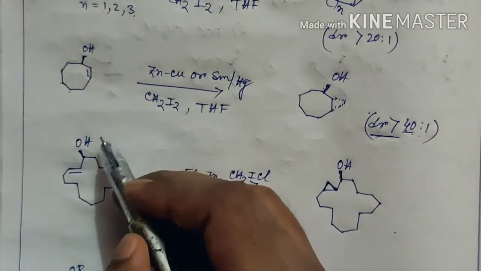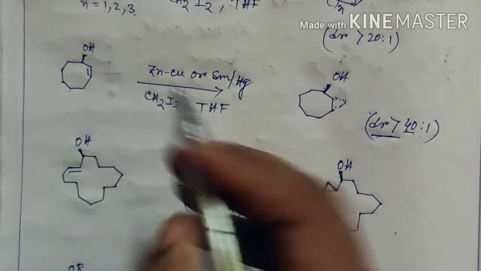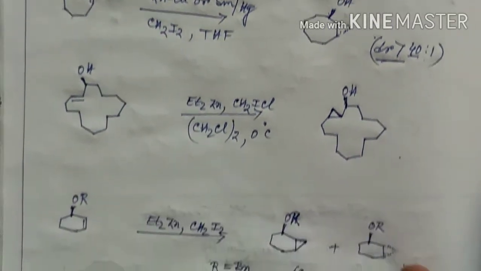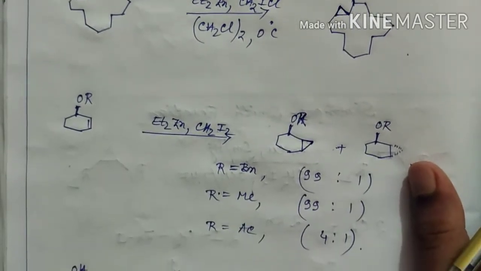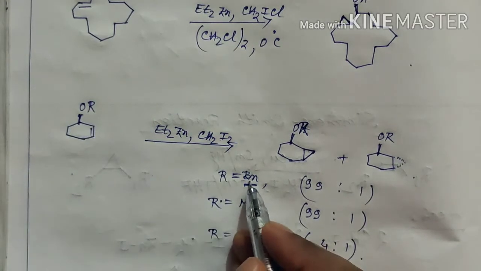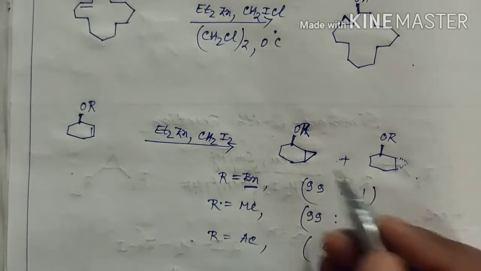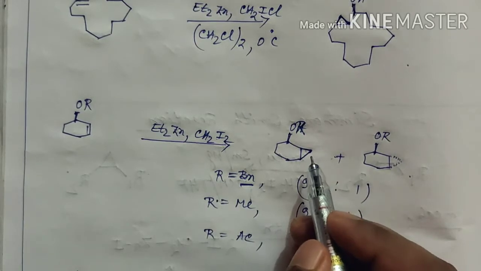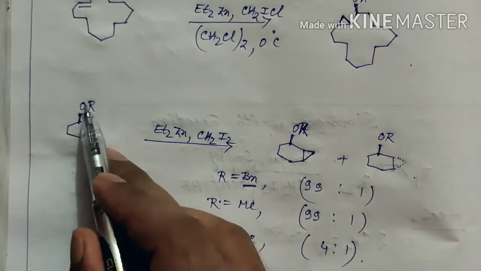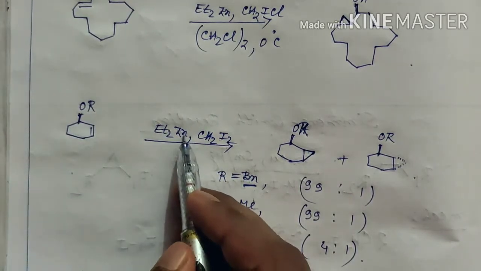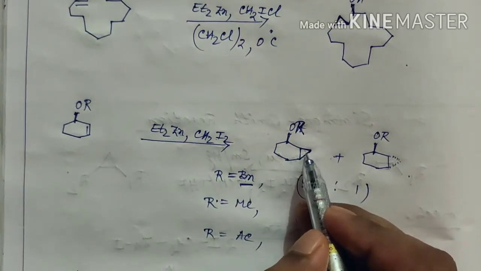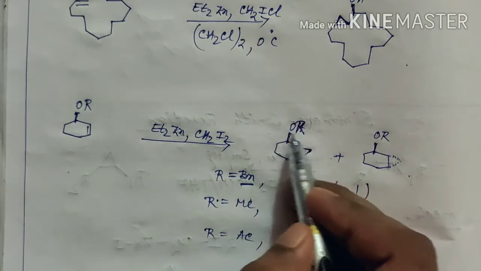Now, in all these cases I have discussed the presence of an OH group. If this OH group is substituted by an OR group like O-benzyl or O-methyl, the case will be like this. If the R group is either benzyl, methyl or acetyl, in all the cases the stereoselectivity of cyclopropane ring formation will be directed by the coordination of the oxygen lone pair with the zinc metal center of the carbenoid species. That is, cyclopropane ring formation will occur from the same face as the OR group.